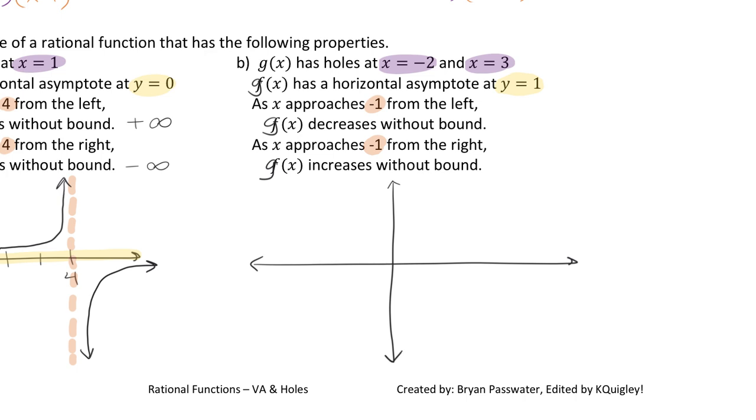Important points I need this time are a hole at -2 and at 3. Horizontal asymptote at y equal to 1. So here's 1 on my y-axis. I also know something interesting happens at -1. So I'm going to go ahead and label that point. So to me, the sketch, I'm labeling the points where something happens so that I know to put stuff there. Here's what we know is there.